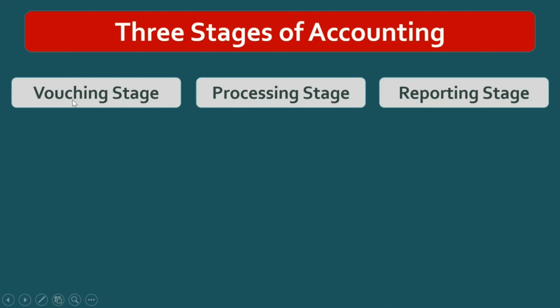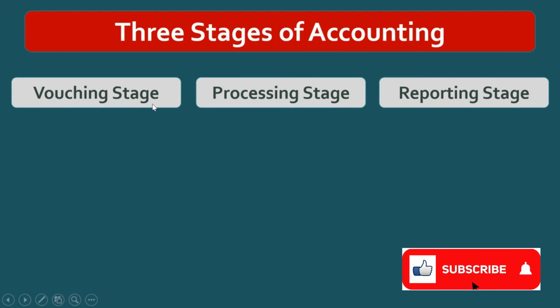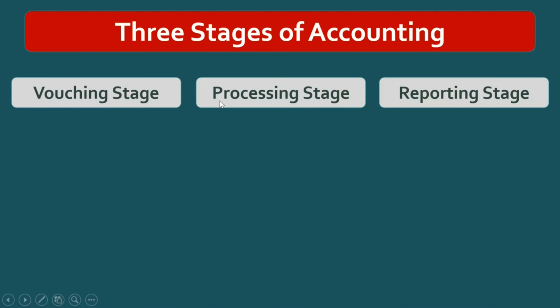First of all, we will vouch a transaction, then the system will process that transaction. It will post the debits and credits for each account head to the particular general ledger, and from the general ledger we will go and generate the report. So these are the three stages of accounting: vouching stage, processing stage, and reporting stage.